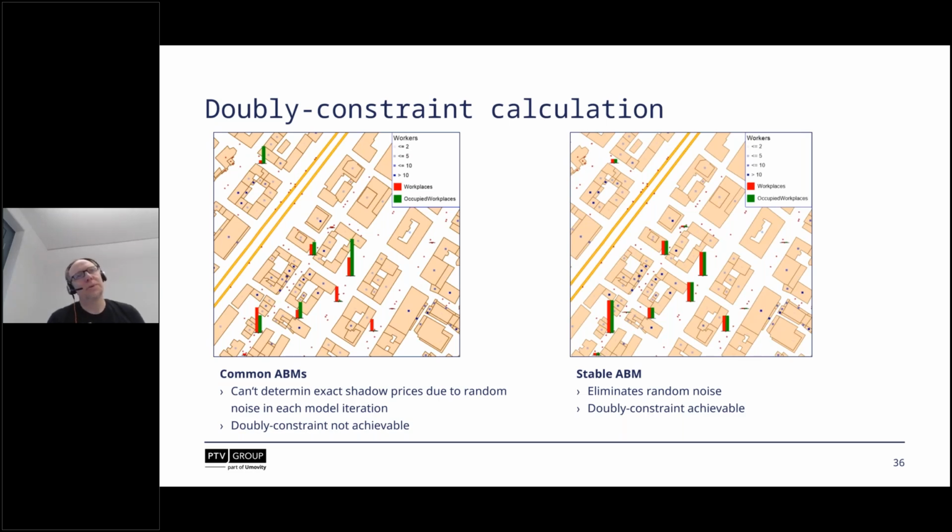But in Visum, we've now added this functionality so that you can doubly constrain, in particular, the work trips in the model, and workplaces are really consumed only to the degree that they are available.